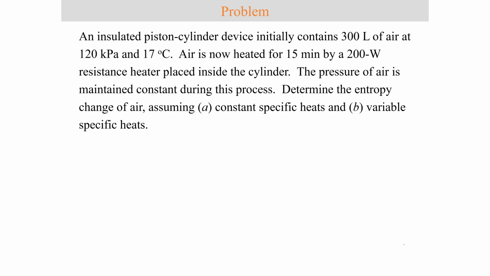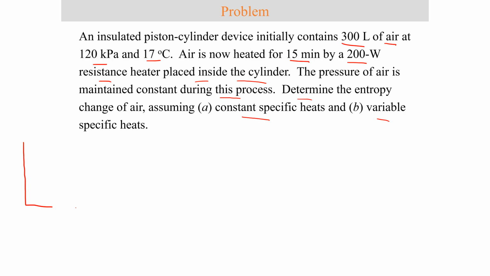Go ahead and do an example problem. Here we have an insulated piston cylinder device initially containing 300 liters of air at 120 kilopascals and 17 degrees Celsius. Air is now heated for 15 minutes by a 200-watt resistance heater placed inside the cylinder. The pressure of the air is maintained constant during this process. Determine the entropy change of the air assuming constant specific heats and variable specific heats.